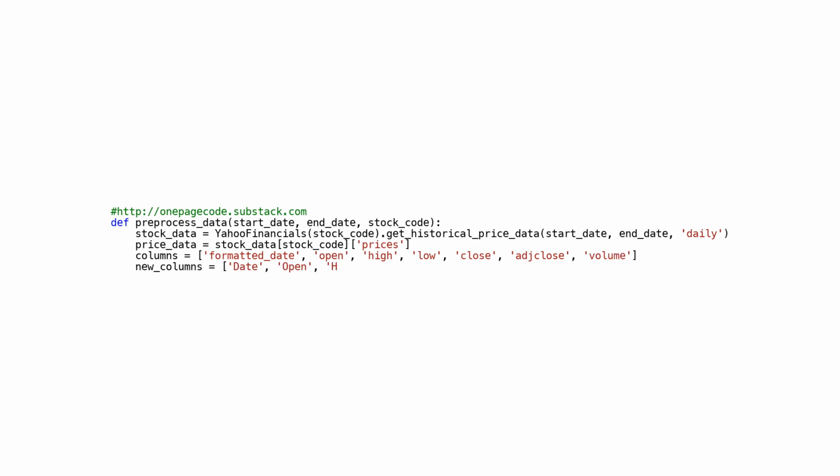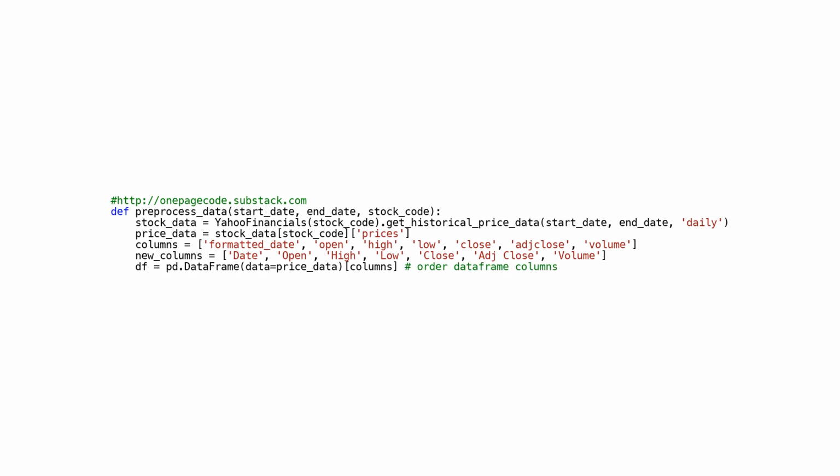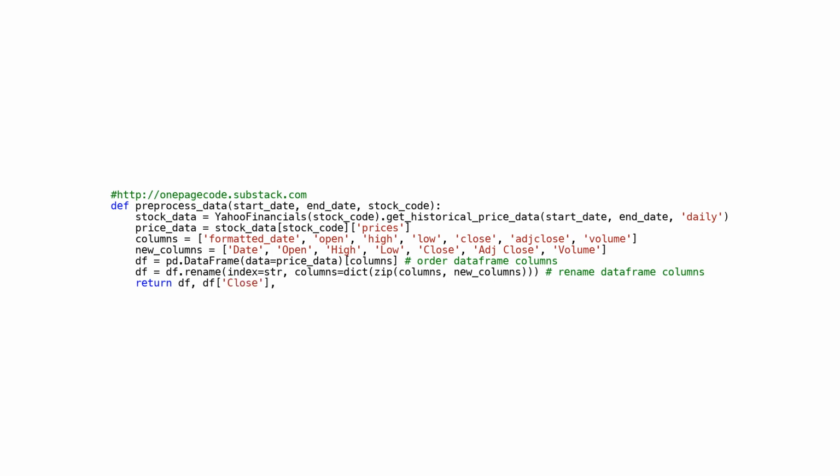In order to create the final data frame, the columns variable must be created next. A new columns variable is created to rename the columns to something more user-friendly. In the following line, a new data frame called df is created with price_data as the data and columns as the column names. In this case, the data frame columns are arranged in the desired order. Next, the df data frame's column names are updated with the new column names using the rename function. In conclusion, the code returns three values: the df data frame, the close column, and the date column. It takes in start_date, end_date, and stock_code inputs, retrieves historical price data between those dates, and creates a data frame with the desired columns.